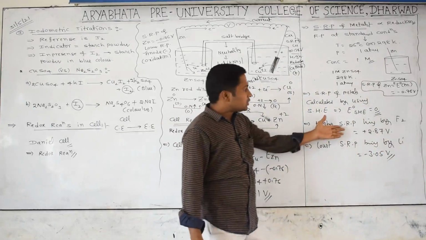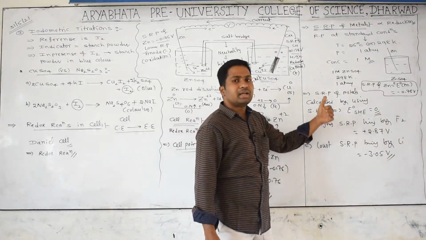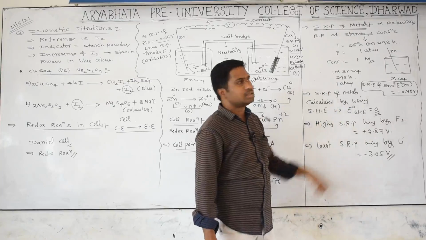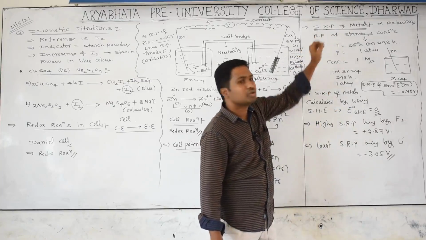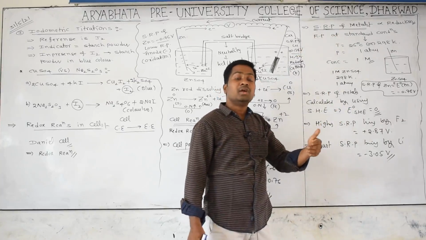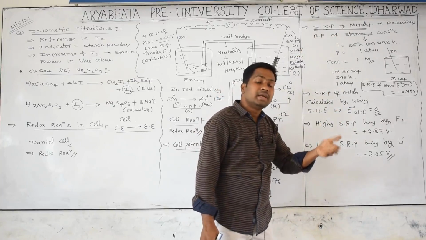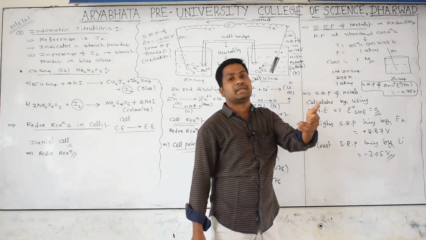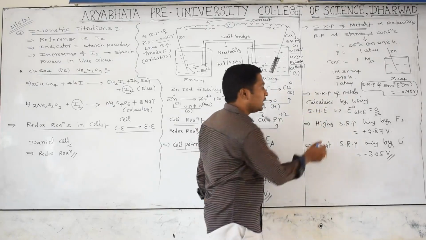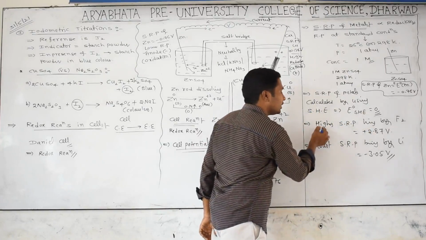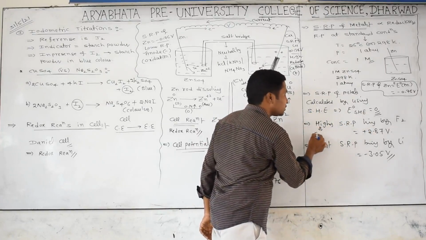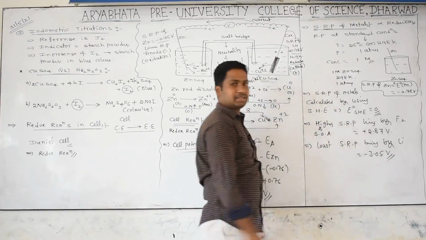So according to the standard reduction potential value, we can tell oxidizing agent or reducing agent. What is the meaning of this? Standard reduction potential value is directly proportional to reduction character. More reduction means more oxidizing agent. Are you understanding or no? That's why the element with the highest reduction potential, fluorine, is also called the strongest oxidizing agent.